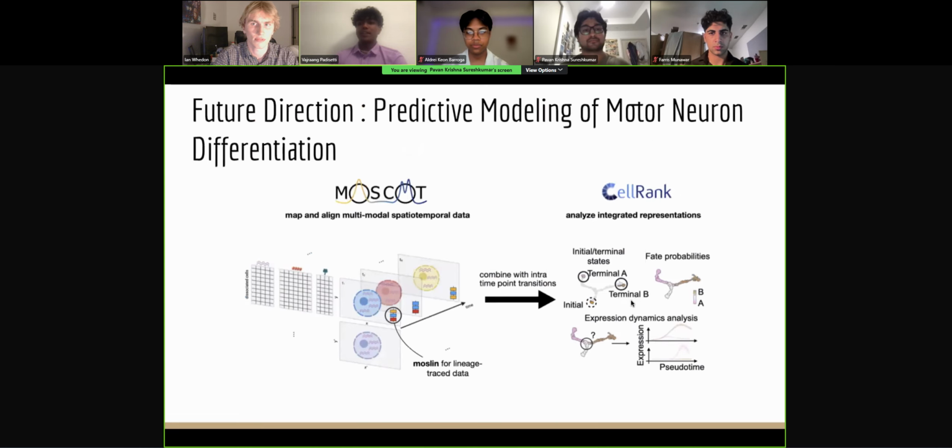In the future, we plan to combine CellRank and optimal transport to map cell fate trajectories during embryonic motor neuron development. As illustrated in the figure, we aim to use MOSCOT to align single-cell data across developmental stages by solving an optimal transport problem between time points.